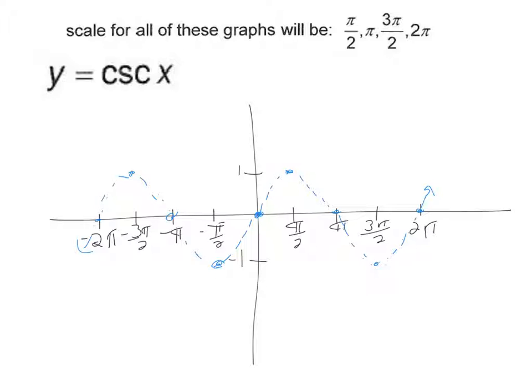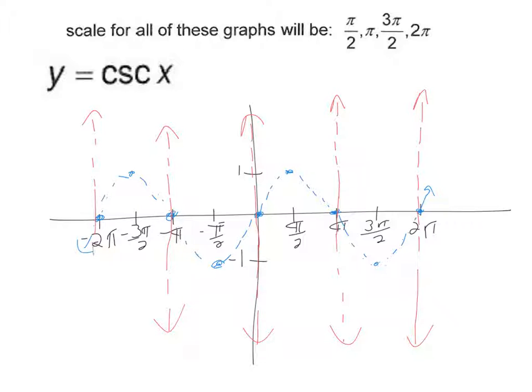Now, since cosecant is the sine flipped over, everywhere the sine is 0, which is where it crosses the x-axis, if I flip over 0, I have 1 over 0, which is undefined. You can't divide by 0. So every time sine crosses the x-axis, cosecant is undefined. And we'll show that by drawing vertical asymptotes at every point the sine crosses the x-axis. And again, these are just going to serve as guides for the actual graph, which I'll do now.